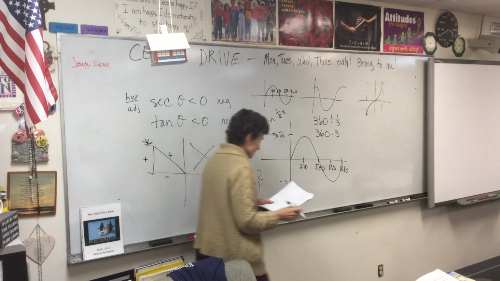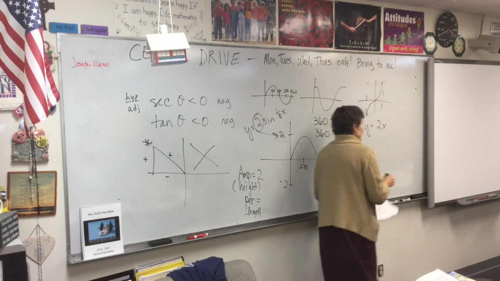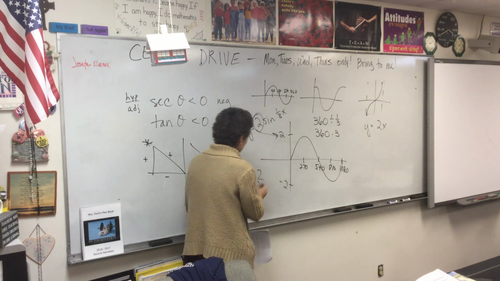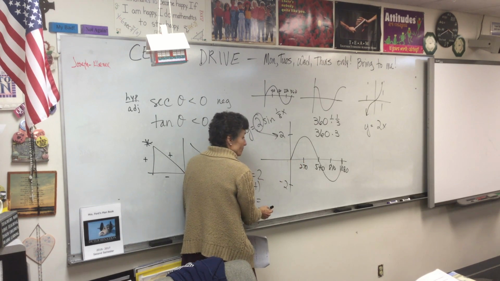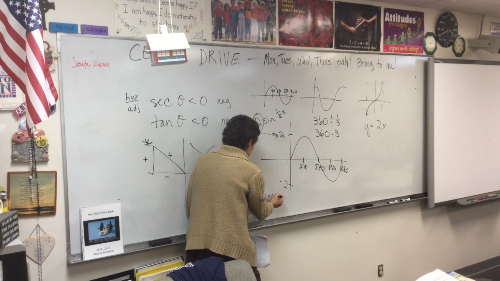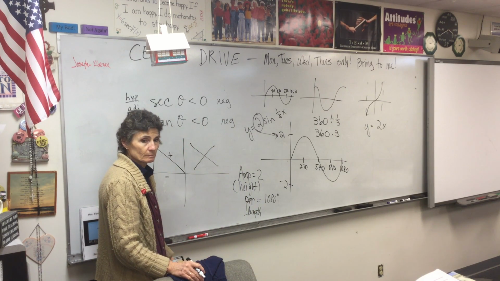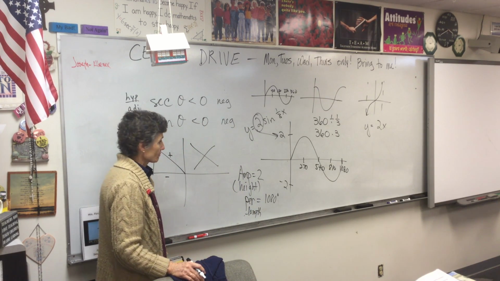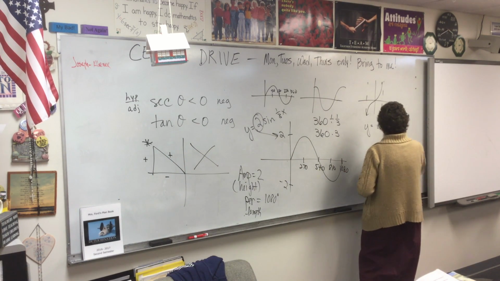All right. Now I've got a tangent. Oh, wait a second. What's my period? I never filled that in. My height was 2. What's my length? 1080. Very good. Degrees. All right, now I'm graphing 2 tan x.